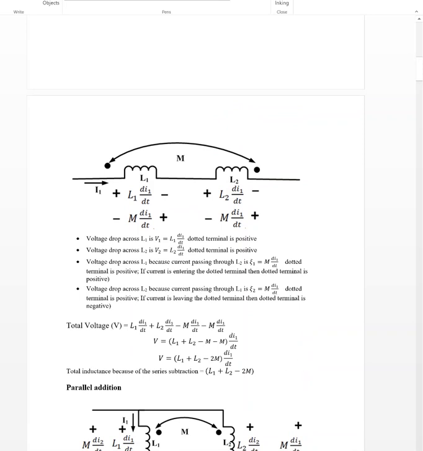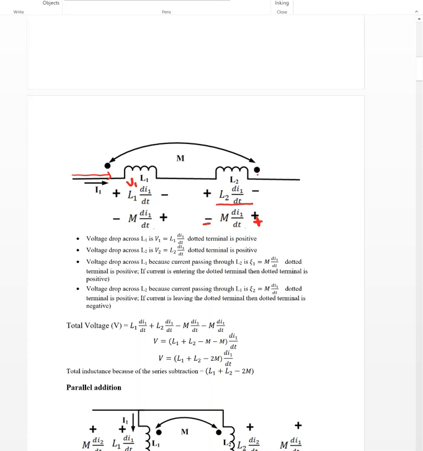Okay, so here, because of the self-inductance, V1 equals L1 times di1 by dt. And here, because of self-inductance, L2 times di1 by dt. Now I'm talking about the mutual: here current is entering the dot, so the dotted terminal must be plus, and minus here. This is because of the mutual inductance, M times di1 by dt. Okay, so that's the voltage.